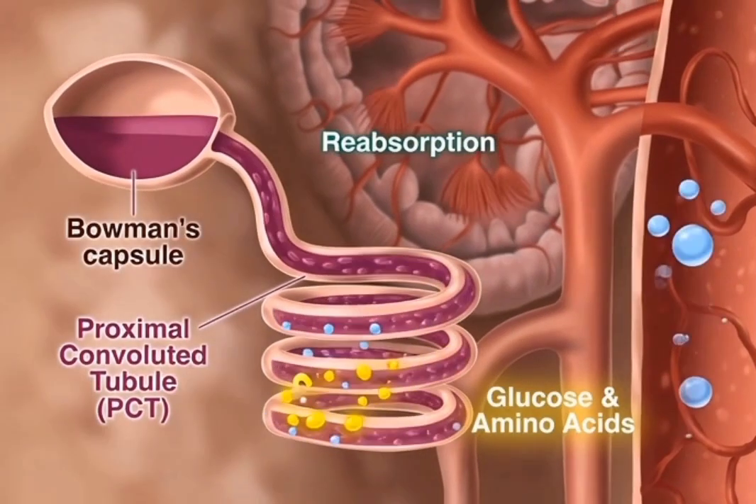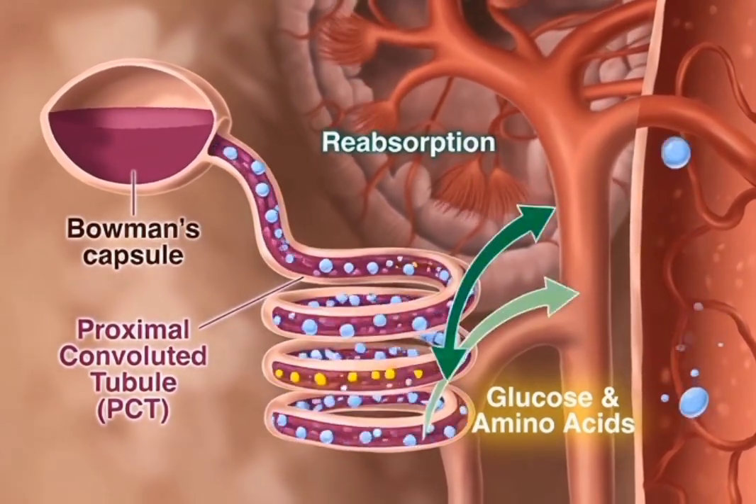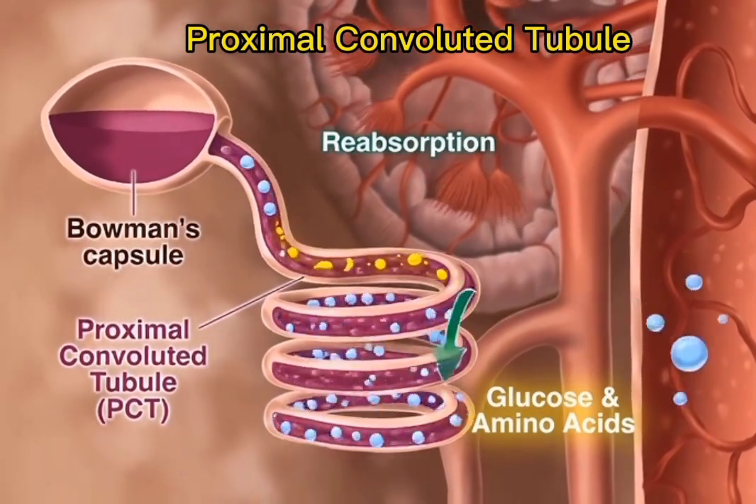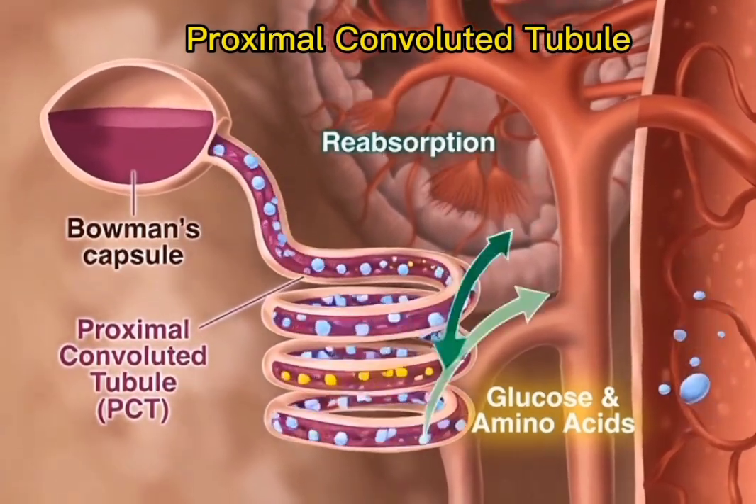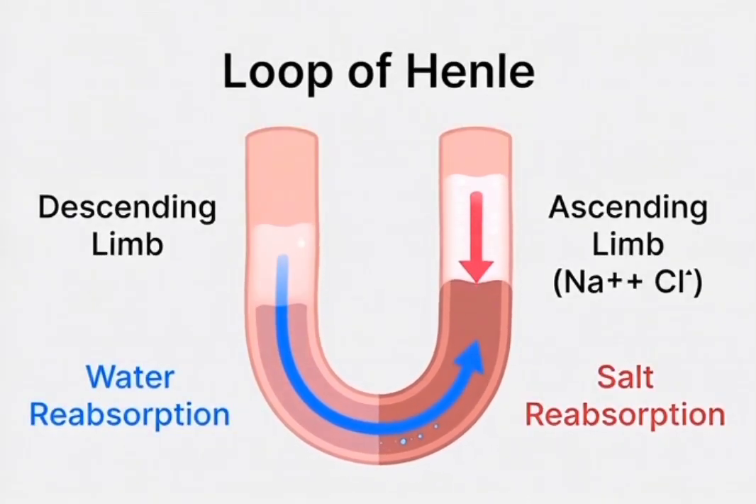The filtrate now enters the proximal convoluted tubule from Bowman's capsule. This is the site of maximum reabsorption of glucose, amino acids, salts, and water. The filtrate passes into the loop of Henle from the proximal convoluted tubule.